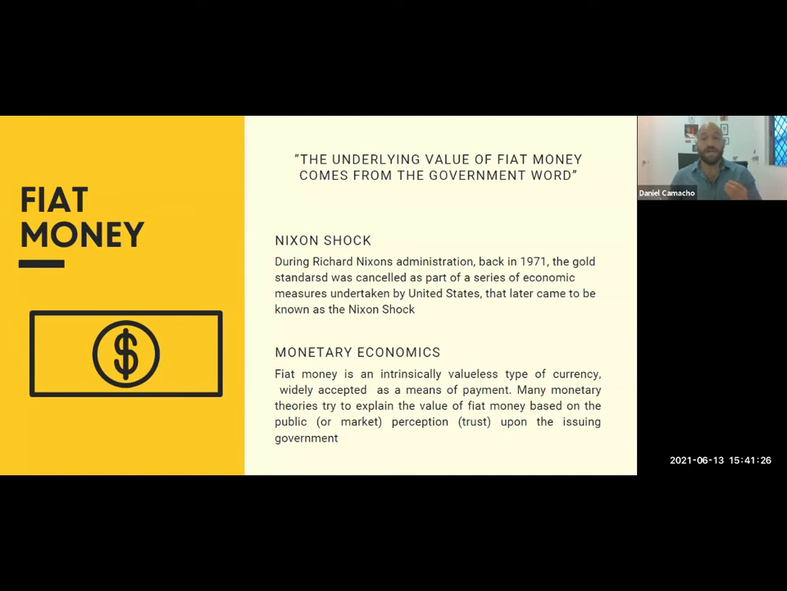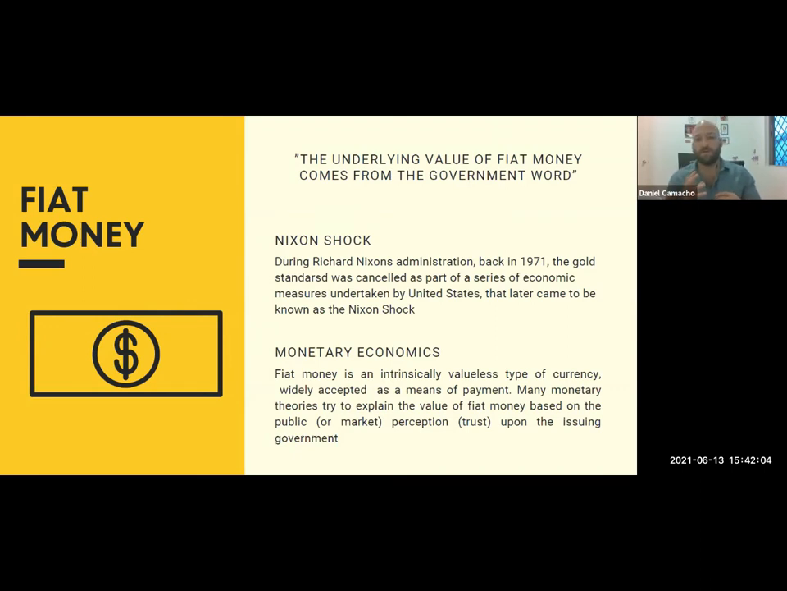Many monetary theories try to explain the value of fiat money based on the public or market perception or trust upon the issuing government. Okay, in summary, the value of fiat money could be summarized with this phrase: the underlying value of fiat money comes from the government's word. Okay, so how much is $1 worth? It is not backed by any asset. There's no gold standard. So a dollar is worth what the government tells us that dollar is worth.